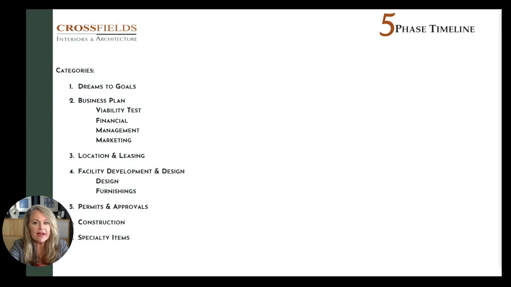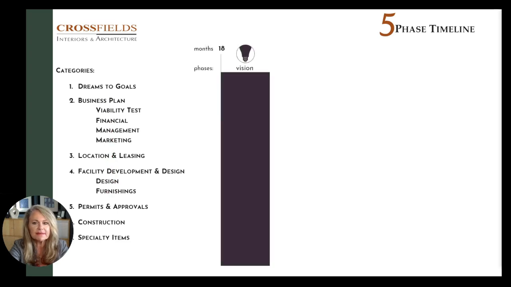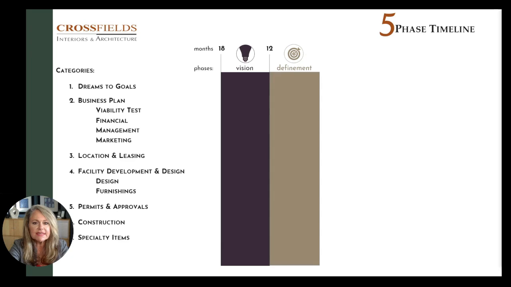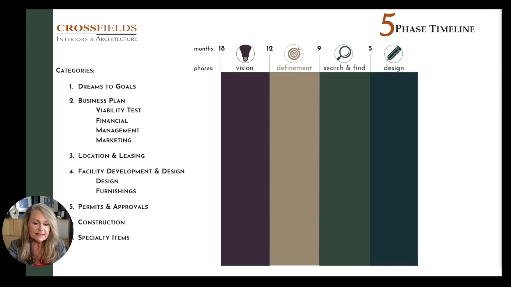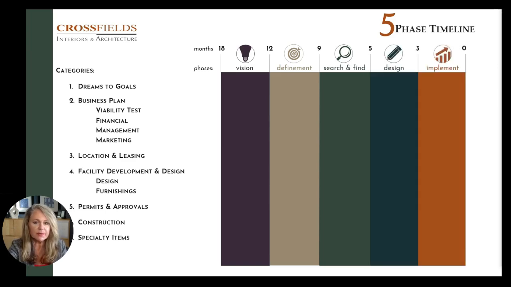And we simplified the Gantt chart. We call this our 5-phase timeline. Down the side are the 7 categories with a few subcategories. Across the top is the timeline, and it's divided into 5 distinct phases of your journey. The first phase is the vision phase. The second phase is the definement phase. Then we have the search and find phase. Then we have the design phase. And lastly, the implement phase.